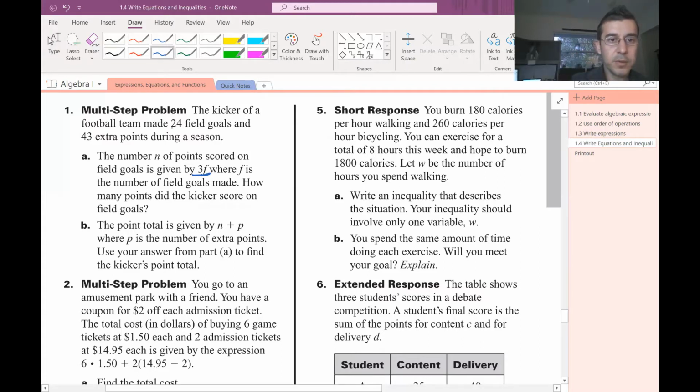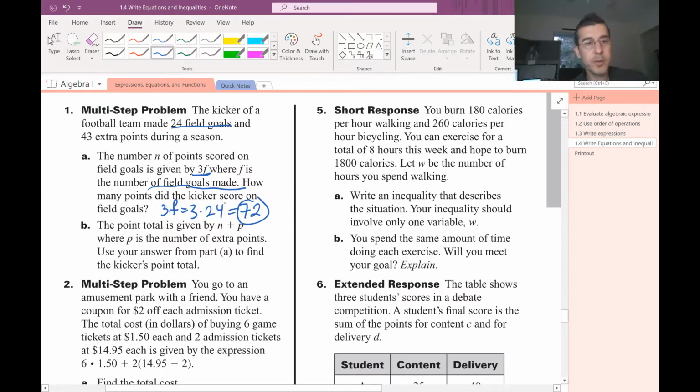So field goals 24, so 3f. 3f is our expression where f is the number of field goals made. So 3 times 24, or that's 72, right? 3 times 20 is 60. 3 times 4 is 12. 60 plus 12, 72. So 72 is the answer for A.